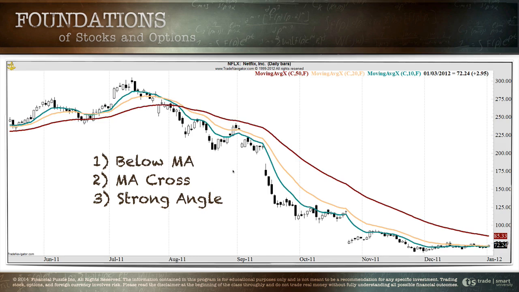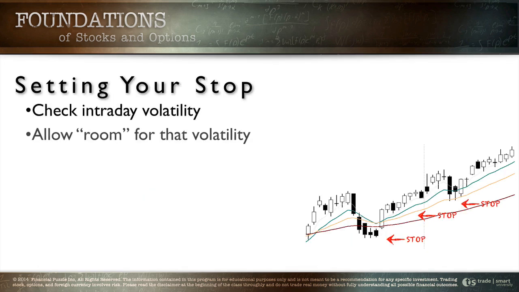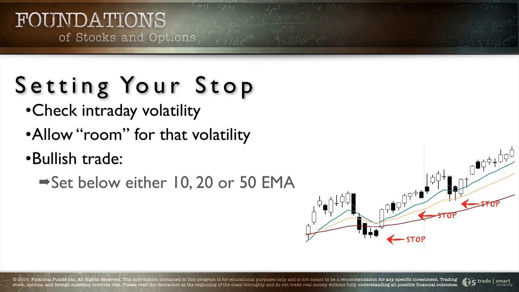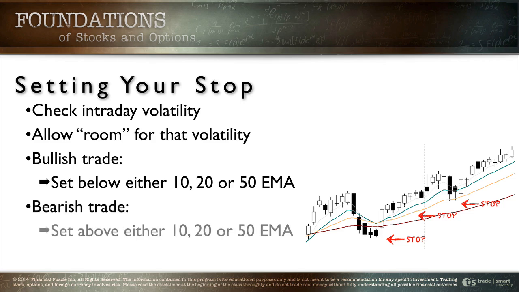Where do we set our stops? I've already told you. I'm going to tell you again. Check your intraday volatility. If you've got $5 that the stock moves intraday, you don't want your stop within that. So check your intraday volatility. Allow room for that volatility. In a bullish trade, you're going to set it below either the 10, the 20, or the 50. I don't really care which one you use. Typically speaking, I try to use the 10.